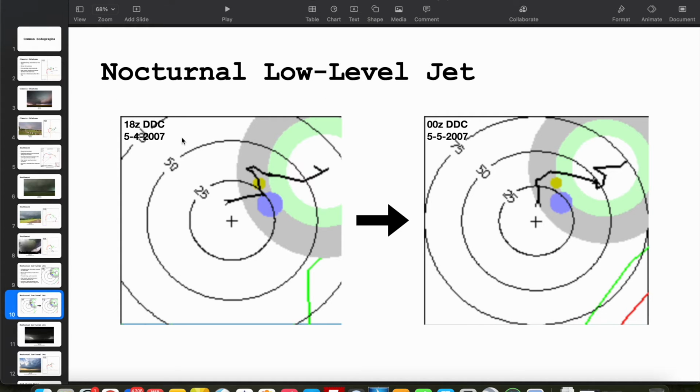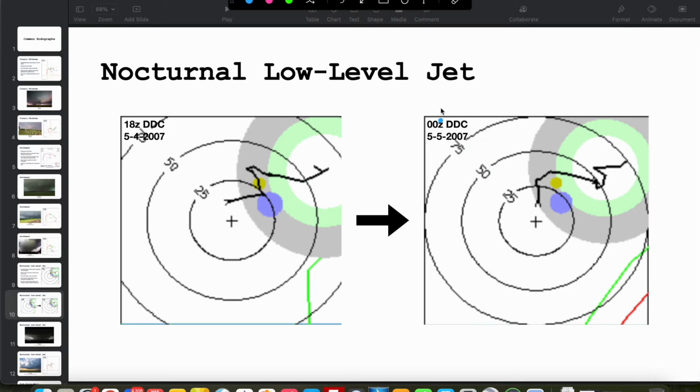So this is going to be our May 4th, 2007 event. This was the infamous Greensburg, Kansas EF5 tornado that occurred after dark. And what often happens in these nocturnal low-level jet scenarios is you'll see, during the day, kind of these weak, marginal looking hodographs for tornadoes.